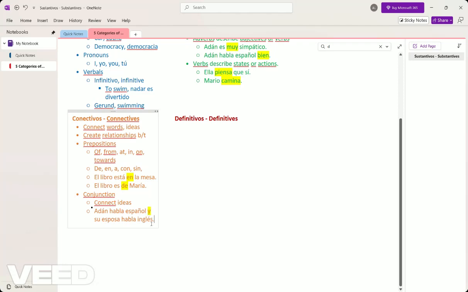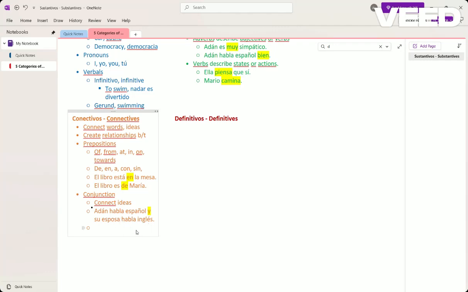In English, for those conjunctions we use the acronym FANBOYS: for, and, nor, but, or, yet. Okay. So conjunctions, we'll get into those in a later video. But the last one, well, there are two more.